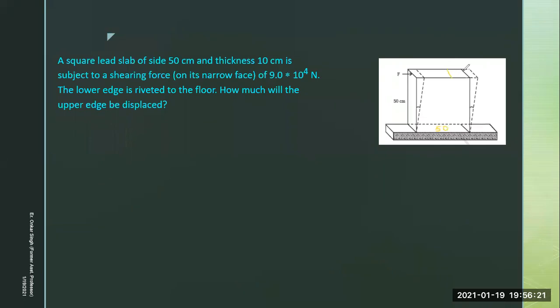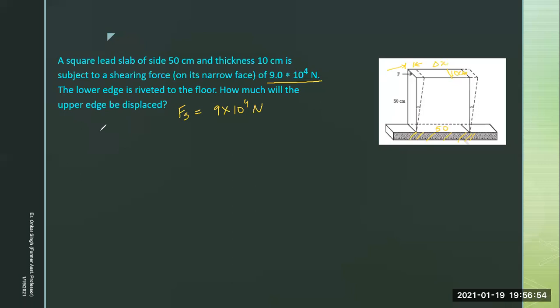Fine. Subjected to shearing force on the narrower face, 9 into 10 raised to power 4 Newton. So this is the shear force. I'll write here shear force is 9 into 10 raised to power 4 Newton. The lower edge is riveted to the floor. This lower edge is riveted, means it is fixed. How much will the upper edge be displaced? Beautiful. So basically, we want to find out this displacement, that is delta x.